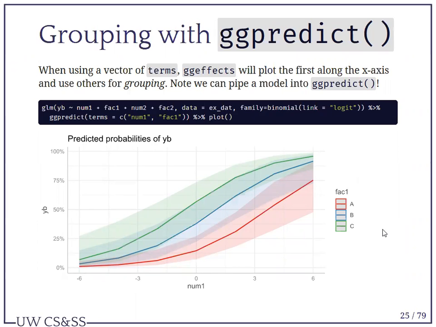We can also group using ggpredict. When using a vector of terms, ggeffects will plot the first along the x-axis and use others for grouping. Note we can pipe a model into ggpredict. So here, I fit a logistic regression and pipe it straight into ggpredict and give it the terms num1, which we had before on our x-axis, and then also our factor variable. And it breaks up the factors and runs the same kind of predicted probabilities across that x-axis.